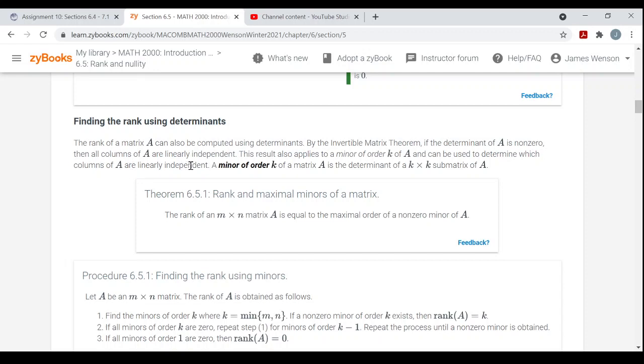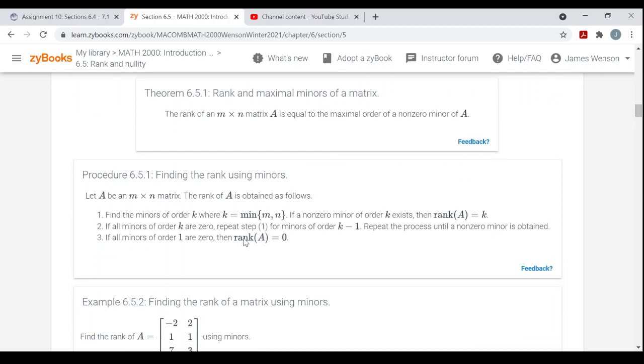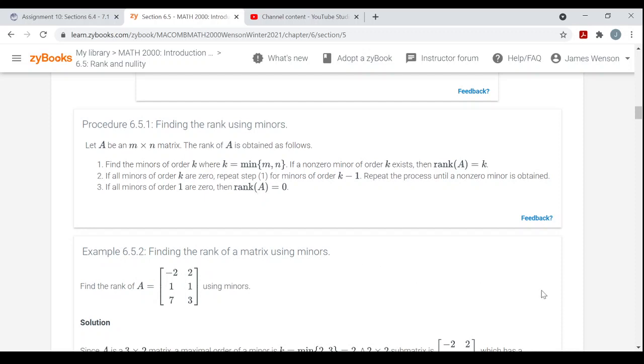For instance, a minor of order K of a matrix A is the determinant of a K by K submatrix of A. So the rank of an m by n matrix A is equal to the maximal order of a non-zero minor of A. Now they describe the process here. Let me show you with this example.